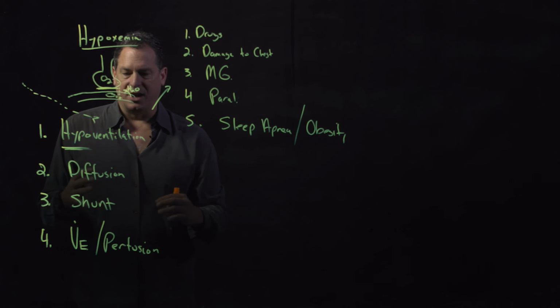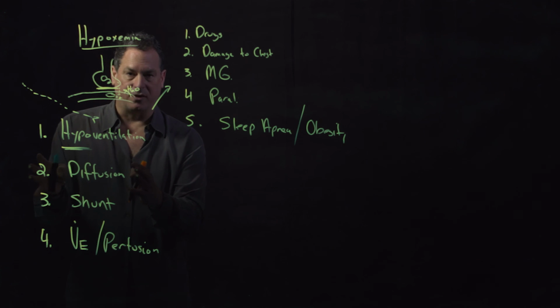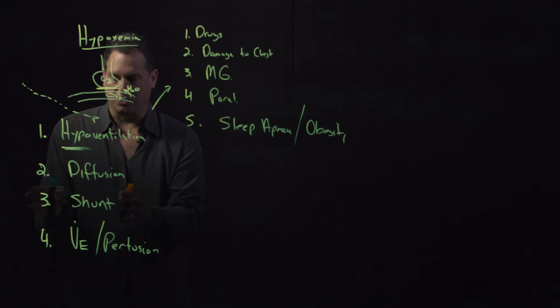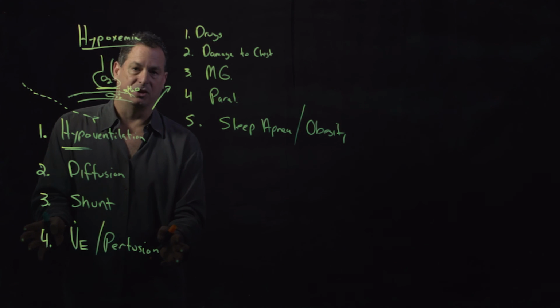So what we'll do in the next section is talk specifically about diffusion. Then the following section we'll talk about shunt, and the section after that we'll talk about ventilation perfusion abnormalities.